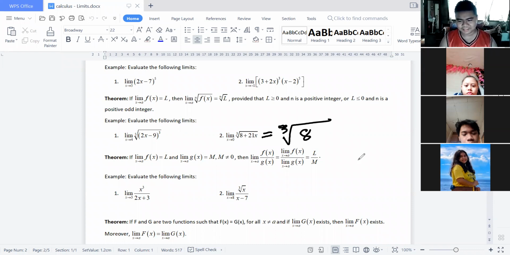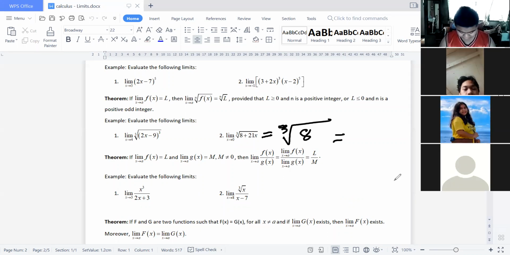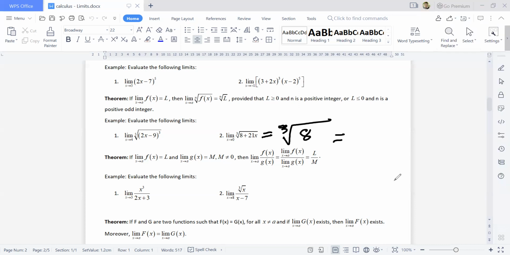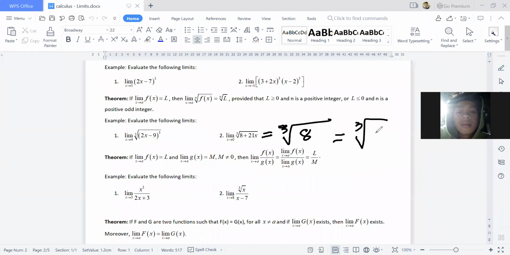So what's the answer here? Cube root of 8. Can you write 8 as an exponent of 3? Yes, sir, because 2 times 2 is 4, times 2 is 8. So it can be written as 2 raised to 3. Very good, 2 raised to 3.